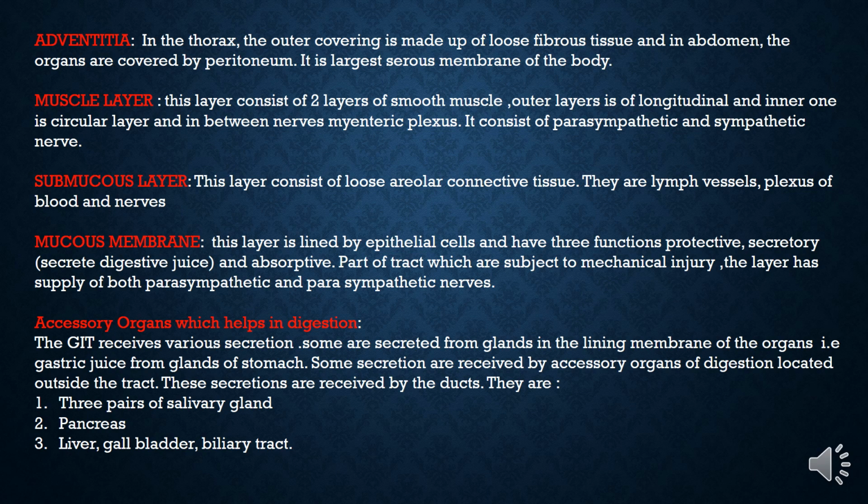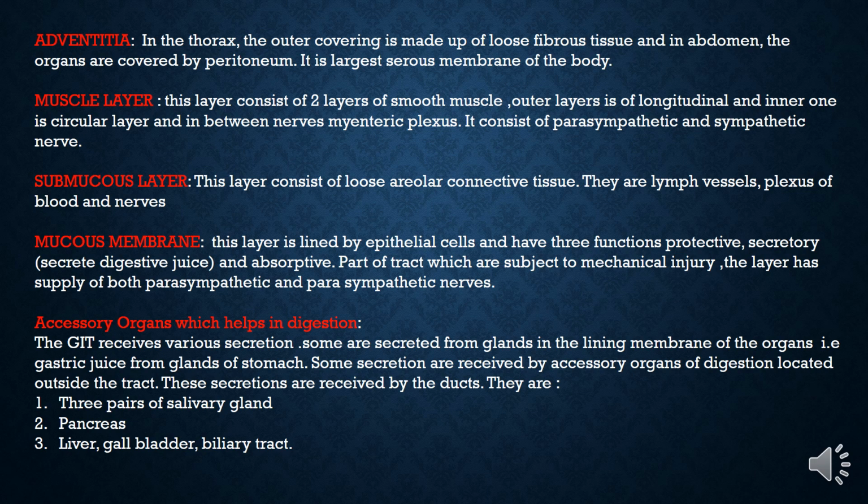Submucous layer. This layer consists of loose areolar connective tissue, and there are lymph vessels, plexus of blood vessels, and nerves. Mucous membrane. This layer is lined by epithelial cells. We know epithelial cells, where we have the outer covering of our skin. The epithelial cells have 3 functions. What are the functions? Protective: it protects the internal organs. Then secretory: it secretes digestive juices. And absorptive: it absorbs. In parts of the tract subject to mechanical injury, the layer has a supply of both parasympathetic and sympathetic nerves.